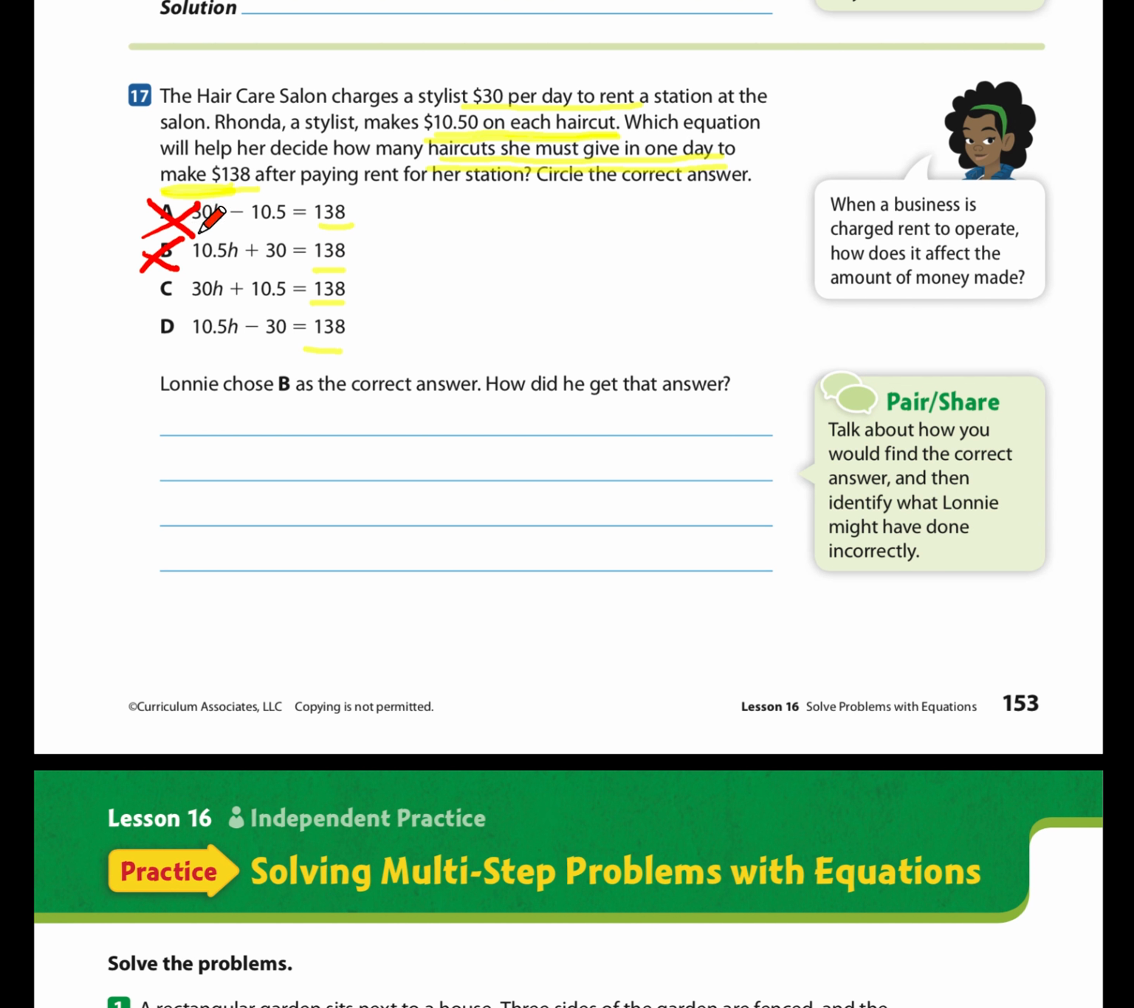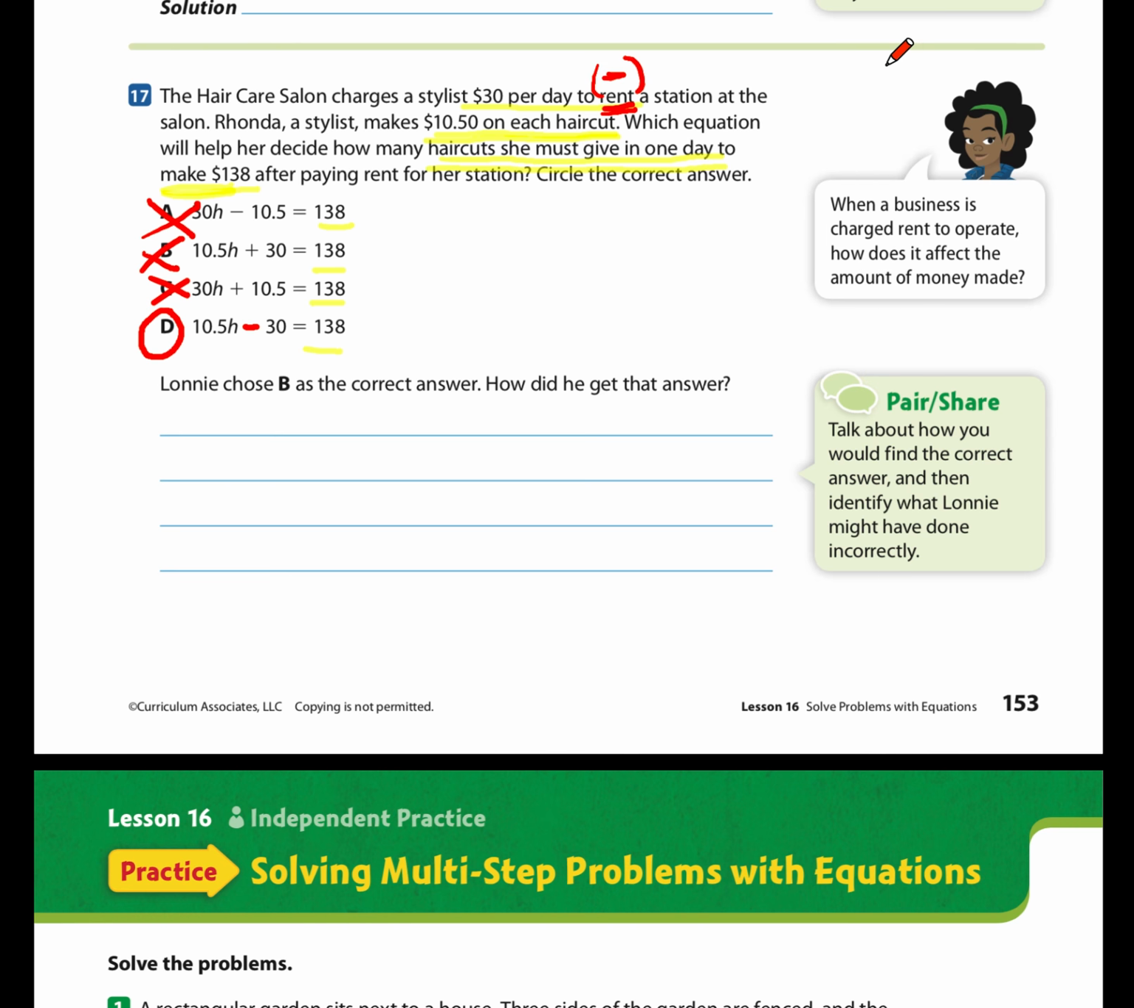All right, C, same thing as A. It's saying $30 per haircut. She's making $30 a haircut and also gaining an extra $10.50? No. If you know you're paying rent, let me give you a hint. There should be a subtraction symbol in there somewhere. That's a negative. You have to pay it. It's a bill. So C is not going to work. D looks like it's going to be our only option because $10.50 per haircut means you're timesing the haircut, and we're getting rid of $30 a day for the rent. So this subtraction here is showing the paying of the rent. So this is the best option, which is D.